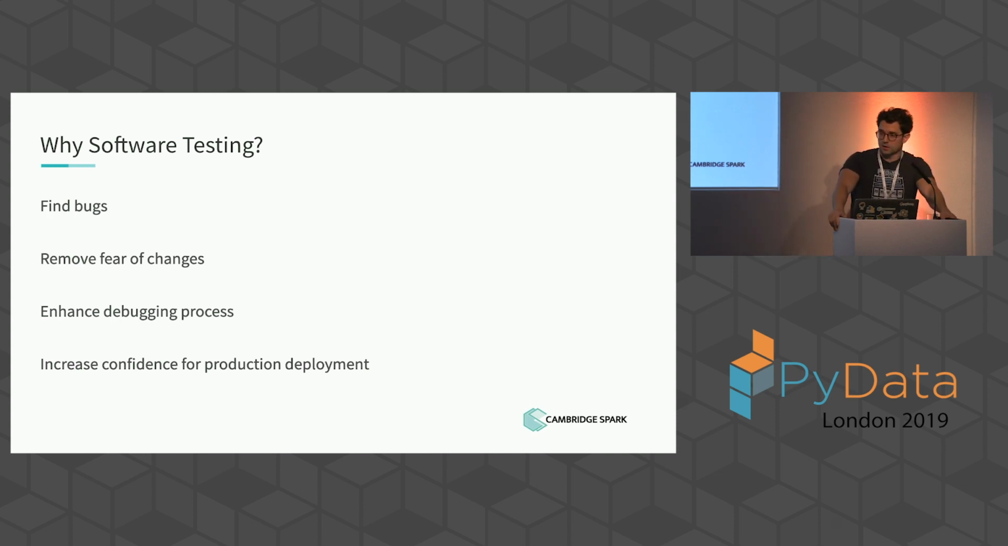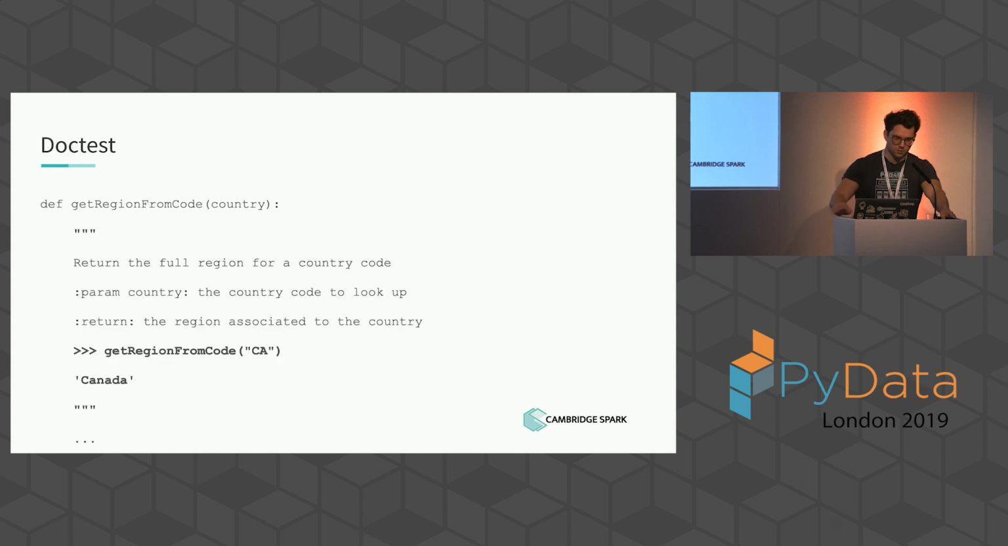It enhances the debugging process. Instead of having a big fat exception in your console, now we have some interesting assertions that tell us in which scenarios things are working or failing. That helps us find the root of the problem. And then it's about increasing confidence before we deploy into production. So that's why software testing is important for the data science workflow.